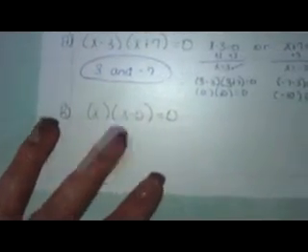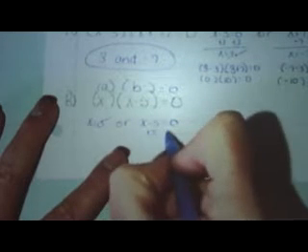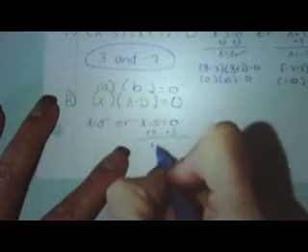All right, look at B. Again, this is already in the form A times B equals 0. So I know that x equals 0 or x minus 5 has to equal 0. So here's a solution. Or if I add 5 to each side, x equals 5 is another solution.